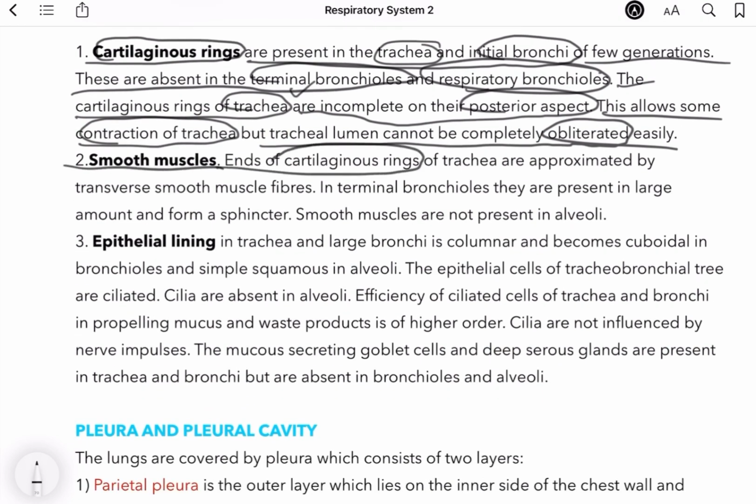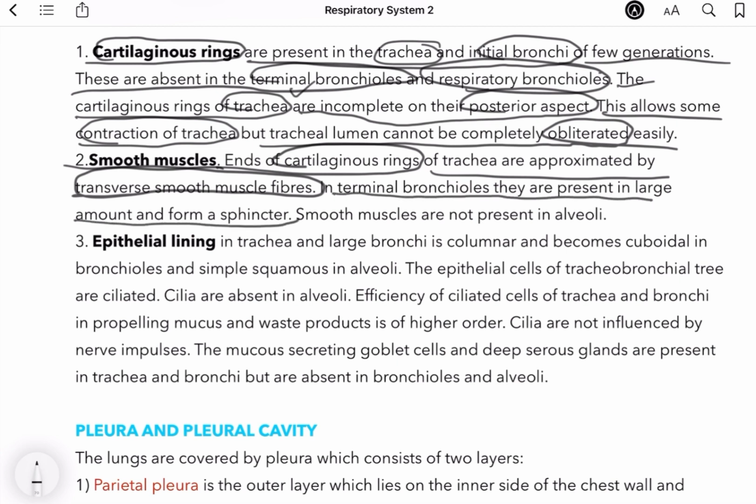Now smooth muscles. The ends of the cartilaginous rings of the trachea are approximated by transverse smooth muscle fibers. In the terminal bronchioles they are present in large amounts and form a sphincter. Sphincter means valve, which allows the passage. So smooth muscle fibers are present, and in the terminal bronchioles they are high in number. Smooth muscles are not present in alveoli. Do remember. In alveoli smooth muscle is absent, like cartilaginous rings are absent in terminal bronchioles and respiratory bronchioles.